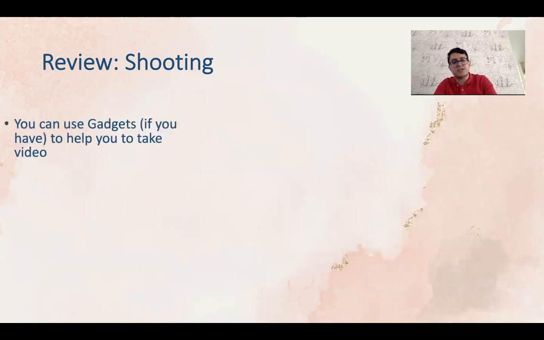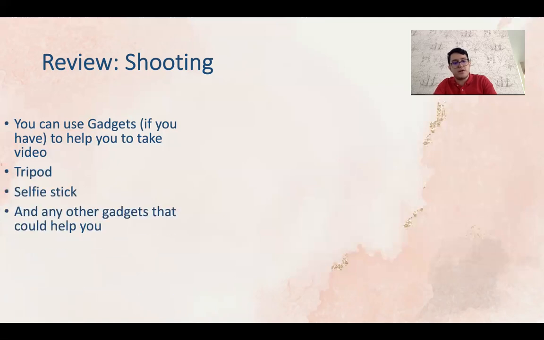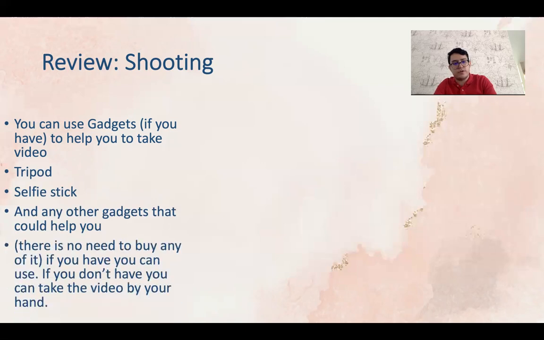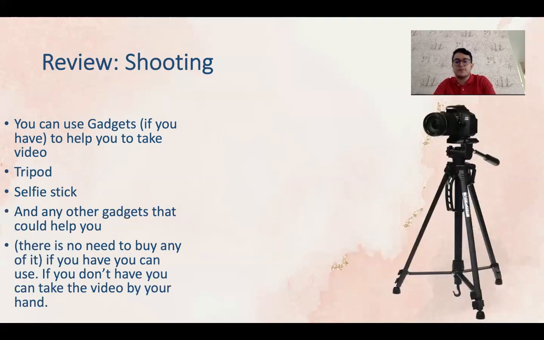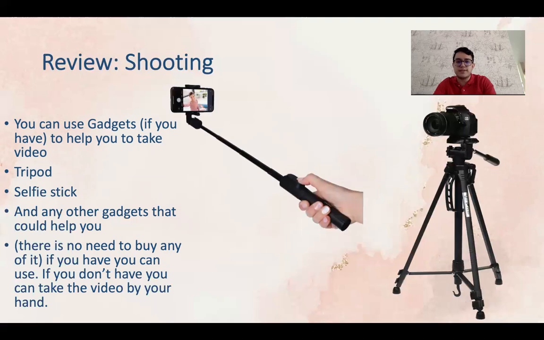You can use gadgets if you have to help you to take the video, like tripod, selfie stick, and any other gadgets that could help you. There is no need to buy any of it. If you have, you can use it. If you don't have, you can take the video by using your hand. Take your phone in your hand and take the video. Start shooting. This is a tripod and this is a selfie stick.